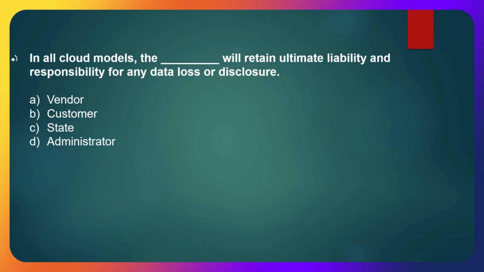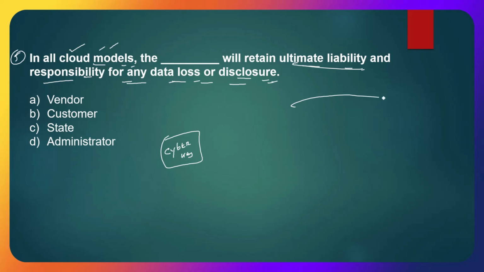Next question, fifth one. In all cloud models, the dash will retain ultimate liability and responsibility for any data loss or disclosure. The question is talking about in all cloud models, the dash will retain ultimate liability and responsibility for any data loss or disclosure. For example, there is a company called CyberKey. The CyberKey people decided to migrate to the cloud. Okay, migrate to the cloud.